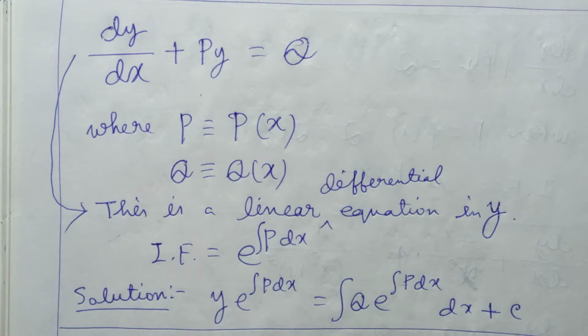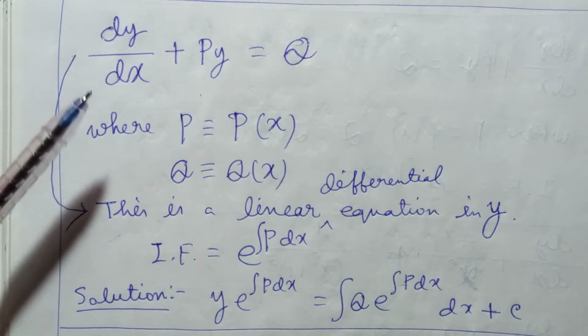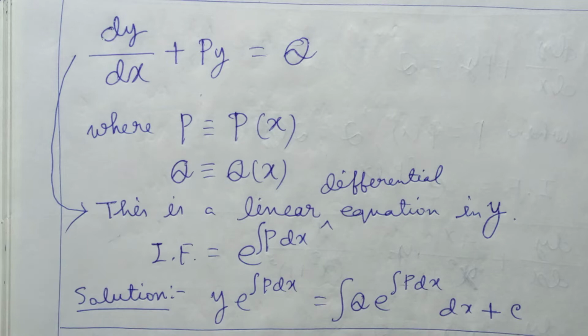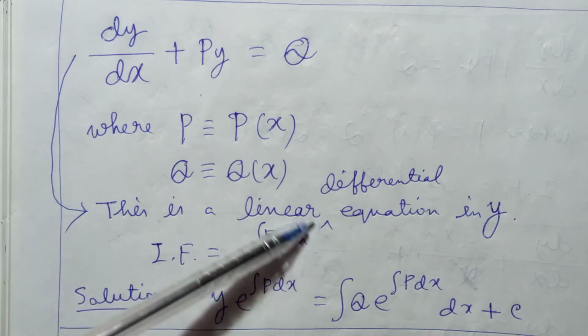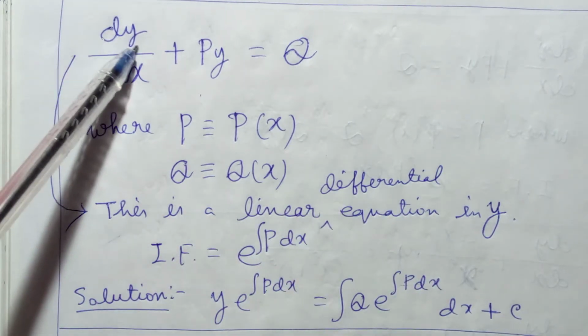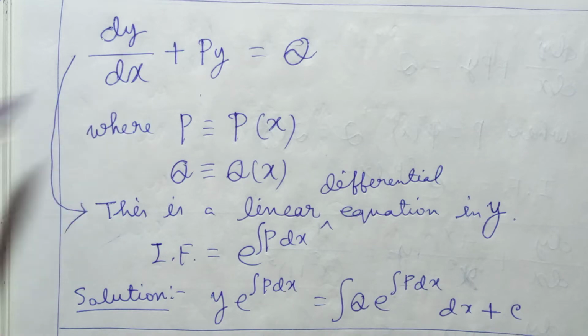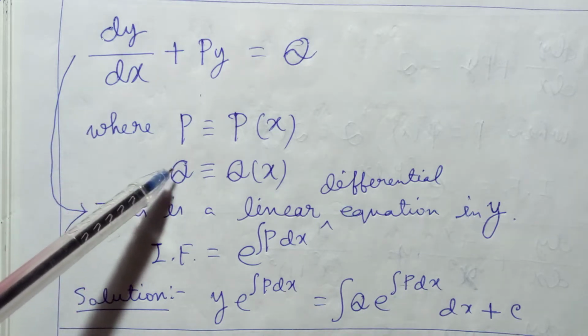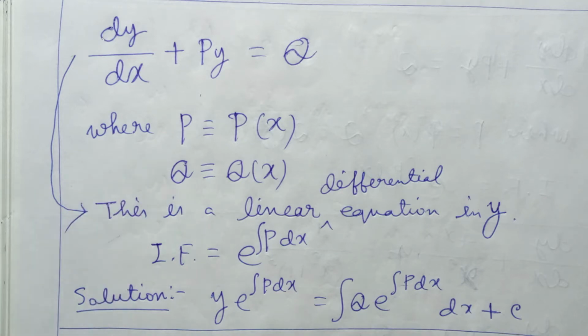Any equation of the form dy by dx plus py is equal to q is called a linear differential equation in y, if y is the dependent variable, x is the independent variable, and p and q both are functions of x only. That is, p and q both are the functions of the independent variable.